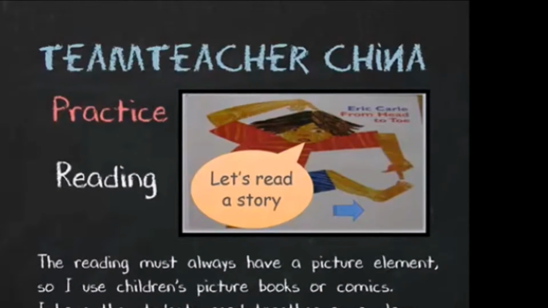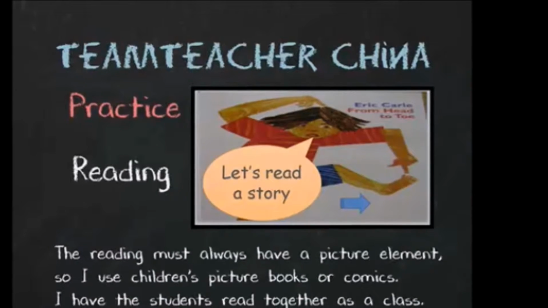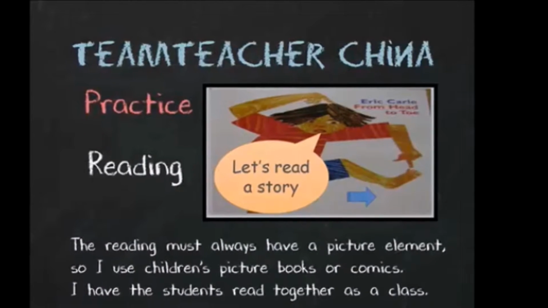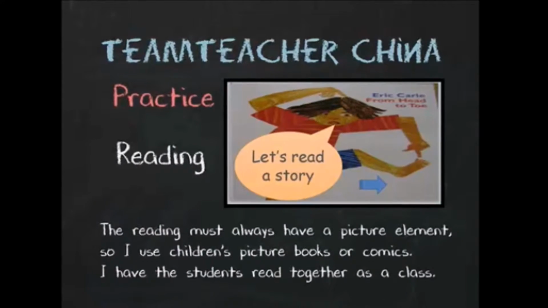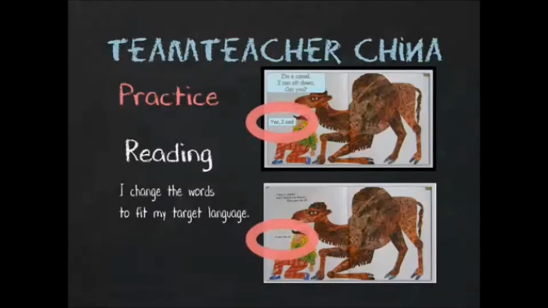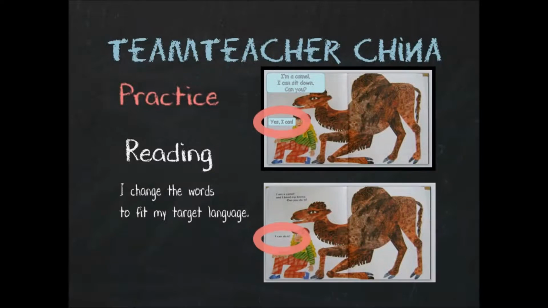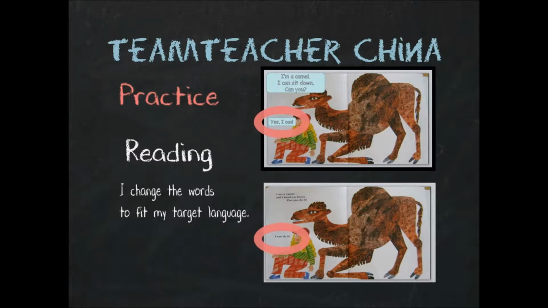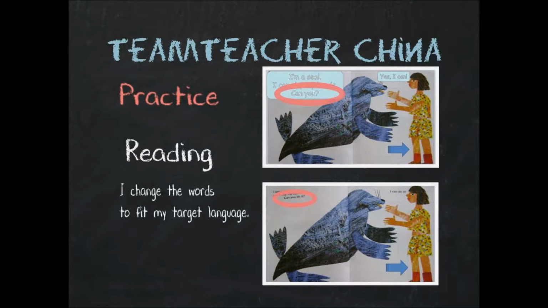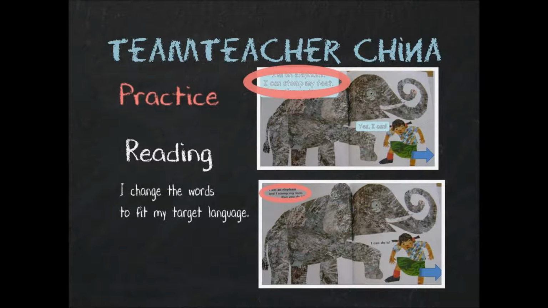Step 6. Practice reading. I look for readings related to the target language to use. They must always have a picture element, so I often use children's picture books or comics. I often change the words to fit my language point. I have the students read together as a class, and to be more engaging, I have students give characters individual fun voices or read in funny ways.